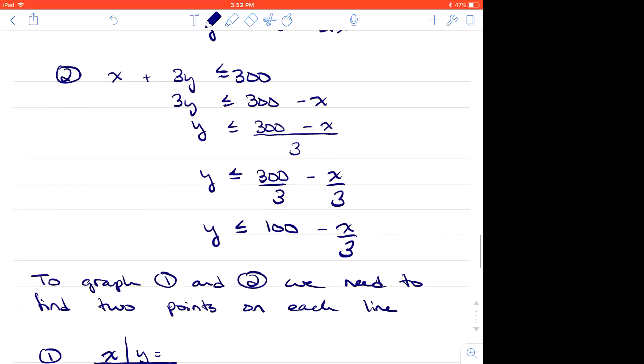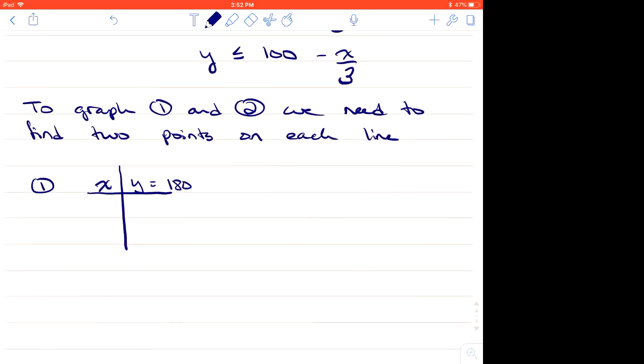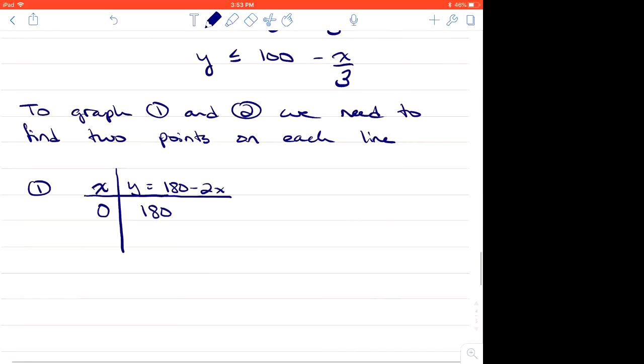Here I'm going to switch to y equals 180 minus 2x. Because remember, the equals is just that line that we're drawing, and then the less than or equal to is everything below it. So let's pick some nice values of x. 0 is always nice, so we get 180. And another nice value of x, because we're dealing with 180, which is a pretty big number, let's pick a larger value of x. How about 50? Just because I want to. So then we have 180 minus 100.